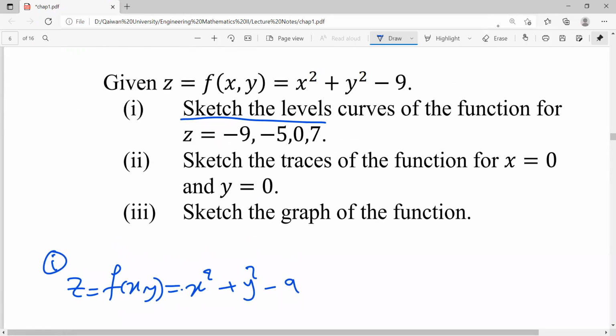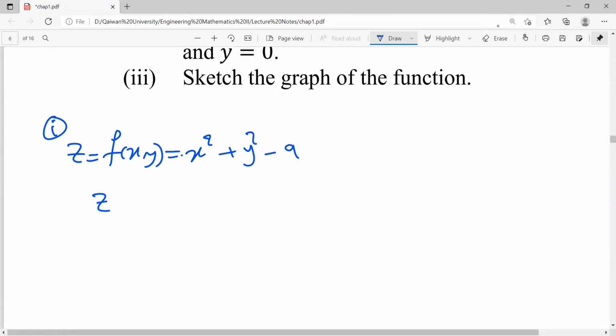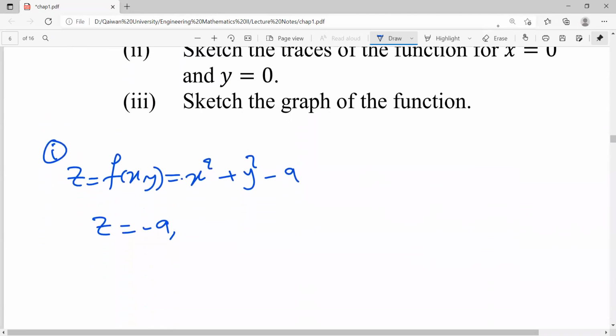It says sketch the level curves for z to be -9, -5, 0, and 7. At these 4 values, we should draw the level curves.